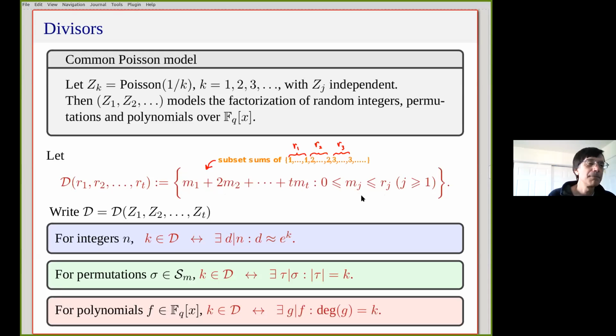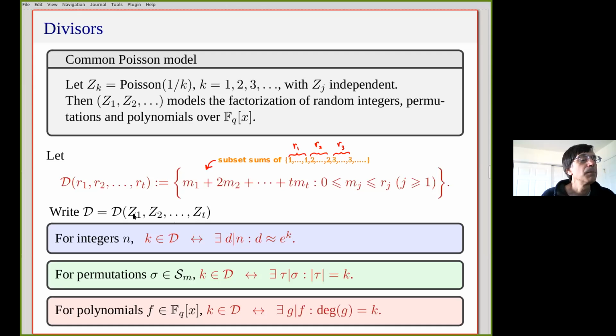Now, a little more suggestive way of defining this, which I could have done, is this is the set of all subset sums of a multiset consisting of R1 ones, R2 twos, threes, and so on. So we form divisors from subset sums where this vector represents R1 primes of, say, size 1, whatever size means in the different contexts, R2 prime factors of size 2, R3 factors of size 3, and so on.